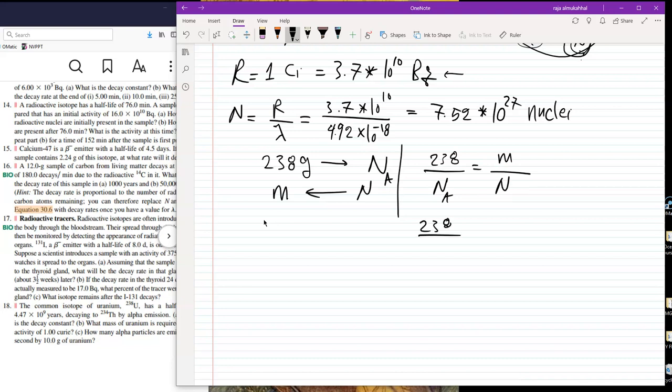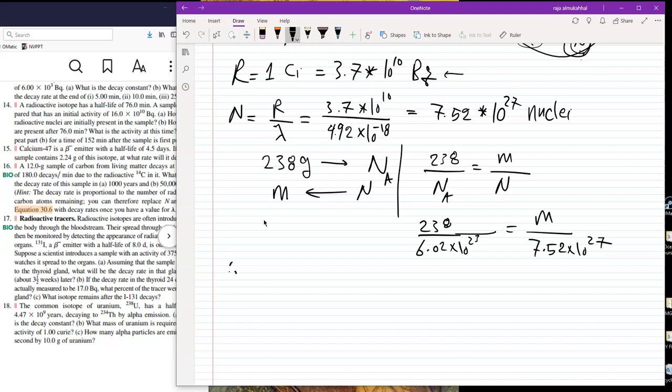So 238 over Avogadro's number, which is, what is it? What's Avogadro's number? I forgot it. Let me look it up, sorry. I'm not a chemist. Look at the back of the book. Avogadro's number is 6.02 times 10 to the 23rd. The equal mass, that's what I'm looking for, over n, which I just got, it's right here, 7.52 times 10 to the 27.